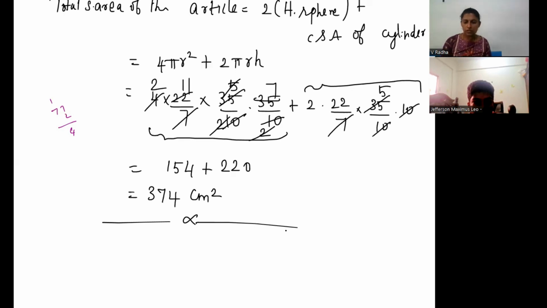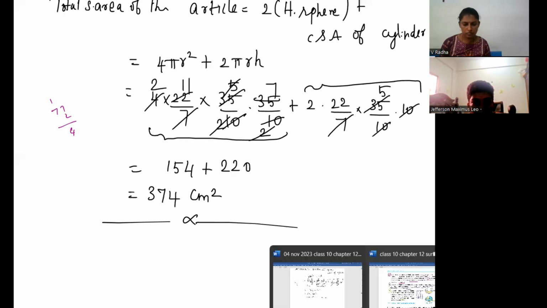Okay, that's all. Your textbook exercise 12.1 is over, is it correct? Check with your book. 12.1 has only 9 sums. Okay, all sums are covered now. Shall we move to 12.2 now? Good, very good. Those are all related to volumes.